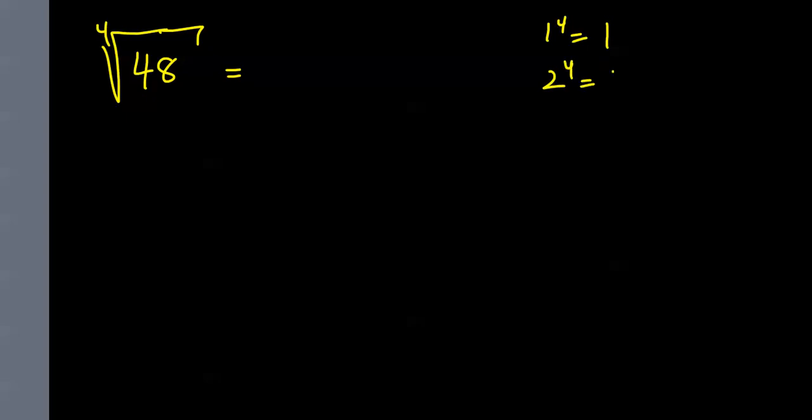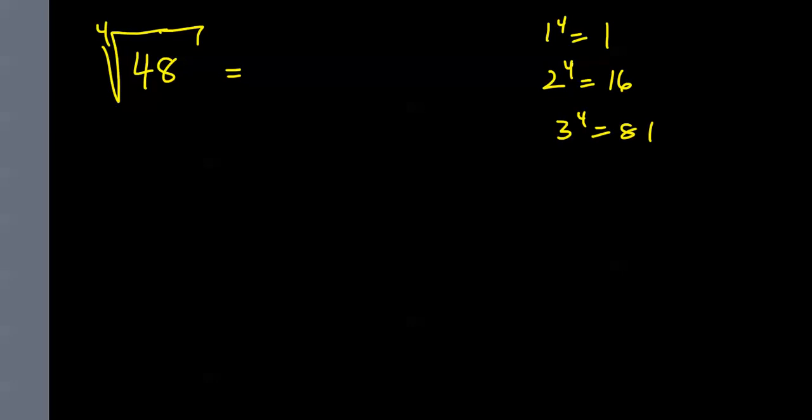Let's see if we've got a fourth root here. What's the fourth root of 48? Let's investigate some fourth powers. 1 to the fourth is 1. 2 to the fourth is 16. 3 to the fourth is 81. So 81 is bigger than 48, so 3 is going to be too big.